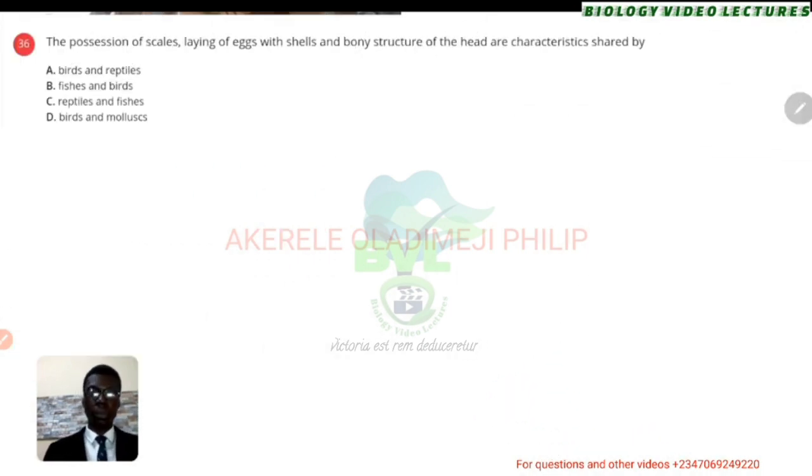The possession of scales, laying of eggs with shell, and bony structure of the head are characteristics shared by reptiles and birds. All right, reptiles and birds. Because you see here, laying egg with shell. Fishes also lay egg, but they don't have shell there, so that's why it doesn't fit in. And mollusks also lay egg that also has shell, but they don't have scales. All right.